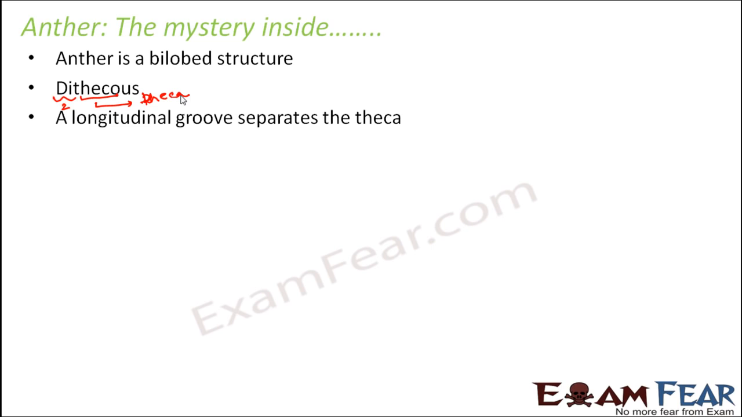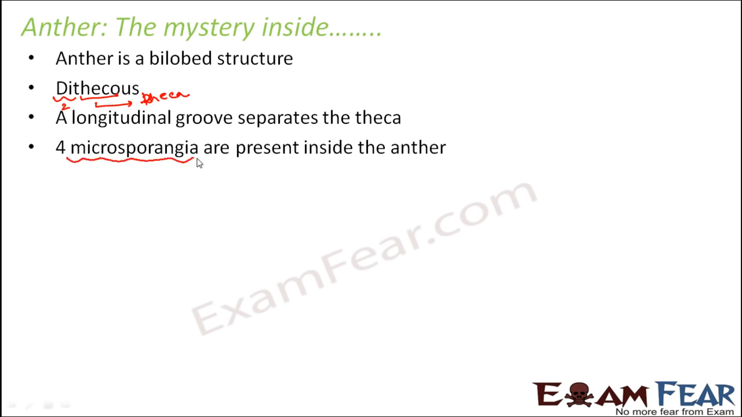A longitudinal groove separates the theca. Now what separates the two sac-like structures? It is separated by a groove-like structure. And what is present there? There are 4 microsporangia present inside the anther. Now what are microsporangia? Micro means small, and sporangia represents a structure that produces spores, and these spores can give rise to the male gametophyte.